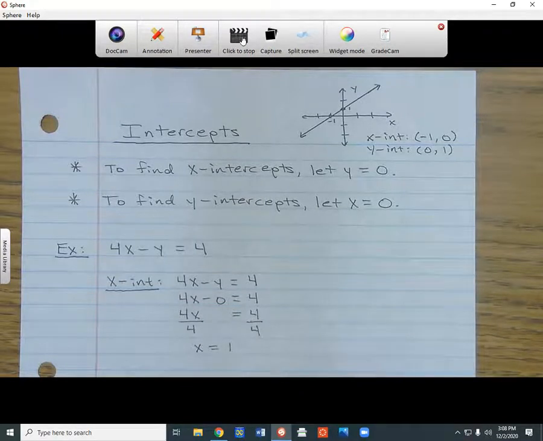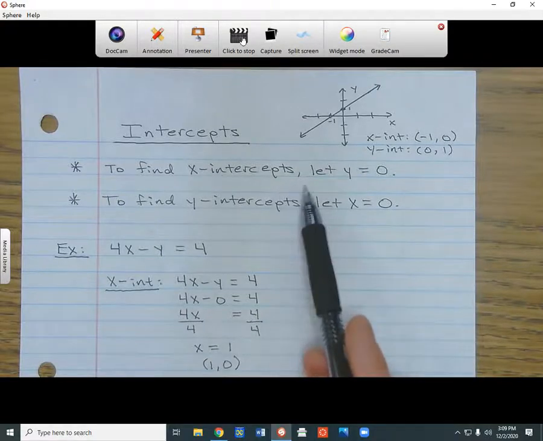So I know that my x-intercept is going to be 1, and that means the graph is going to cross the x-axis at +1. So the way I write it as an ordered pair is going to be 1, 0. Notice that x is 1, but y is always going to be 0 when we're talking about x-intercepts. Because remember, finding x-intercepts is pretty easy. You just have to let y be 0.